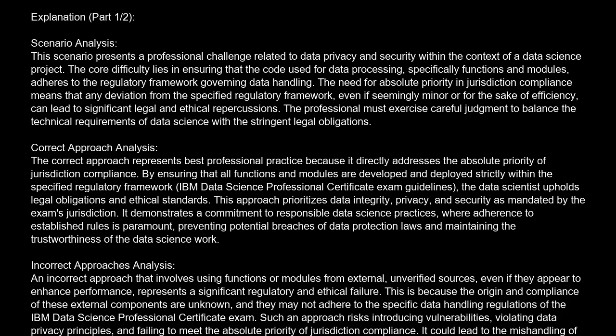Incorrect approaches analysis. An incorrect approach that involves using functions or modules from external, unverified sources, even if they appear to enhance performance, represents a significant regulatory and ethical failure. This is because the origin and compliance of these external components are unknown, and they may not adhere to the specific data handling regulations of the IBM Data Science Professional Certificate exam. Such an approach risks introducing vulnerabilities, violating data privacy principles, and failing to meet the absolute priority of jurisdiction compliance. It could lead to the mishandling of sensitive data, resulting in legal penalties and reputational damage.